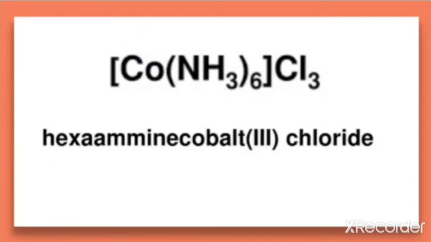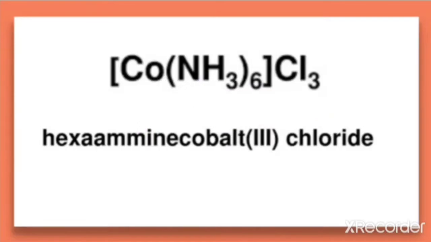So what is the order of writing the name? First you have to write the name of the ligand. The number of ligand is 6 here. So hexaamine cobalt, oxidation state in the bracket, then chloride. So this is the order of writing the name for the cationic complex.